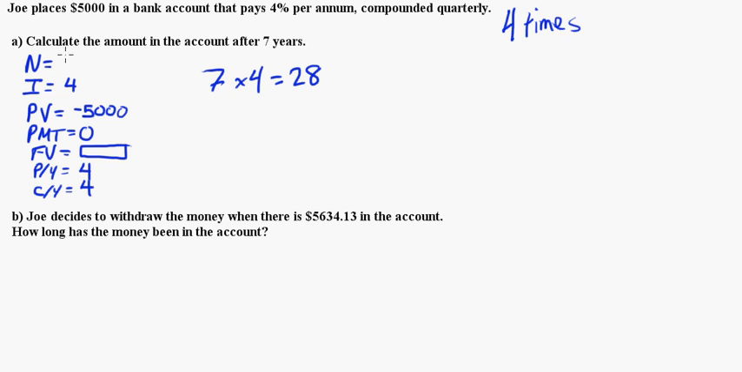This is actually pretty relevant to real life, like when you have a car payment for 5 years, 12 times a year, you have 60 payments. So anyway, this is going to be 28 payments.